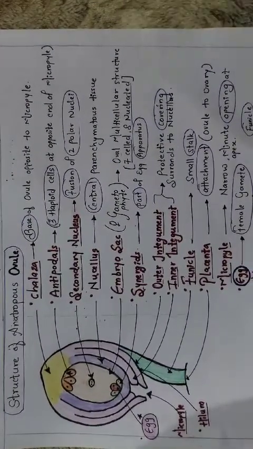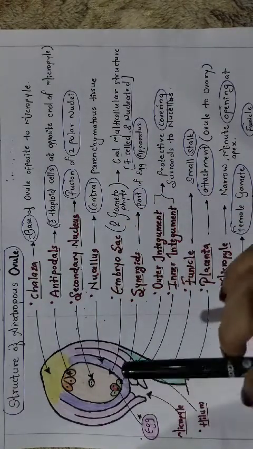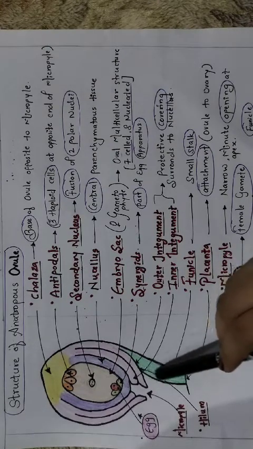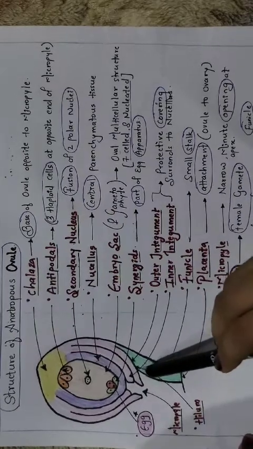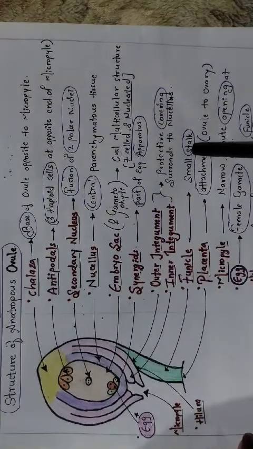Okay, so focusing on the ovule part, here you can see the structure of the ovule. Okay, so this is a detailed structure of the ovule. Here I am going to focus only on the important parts related to the fertilization process. So this part is called the funicle, that is a small stalk of the ovule.